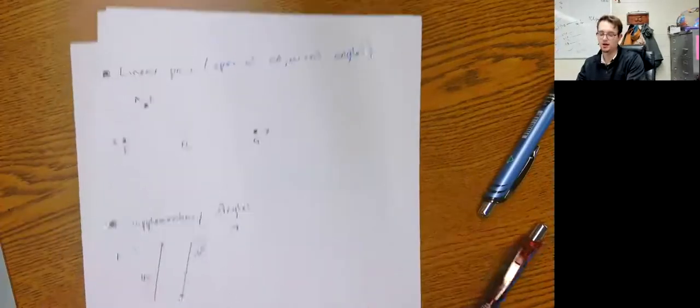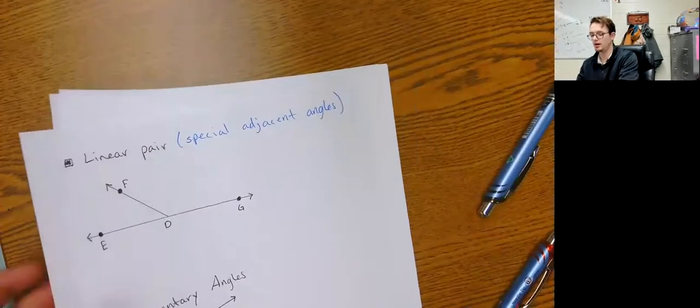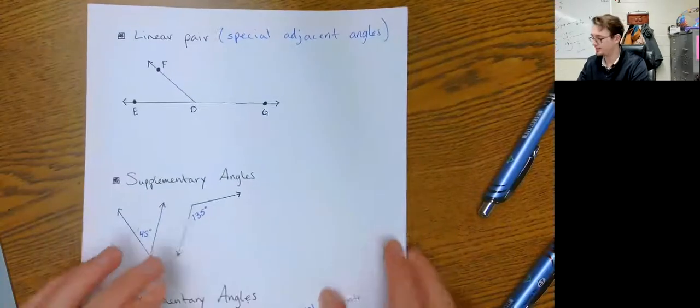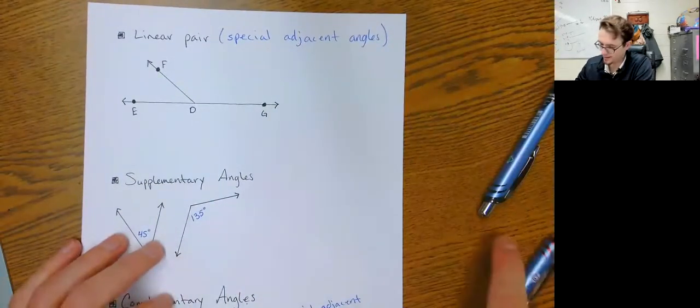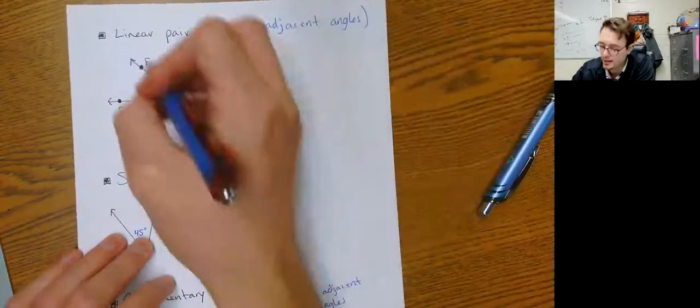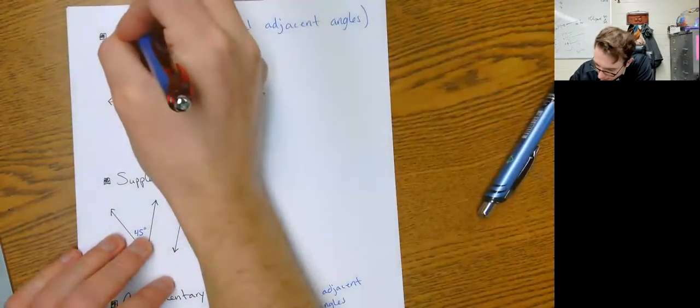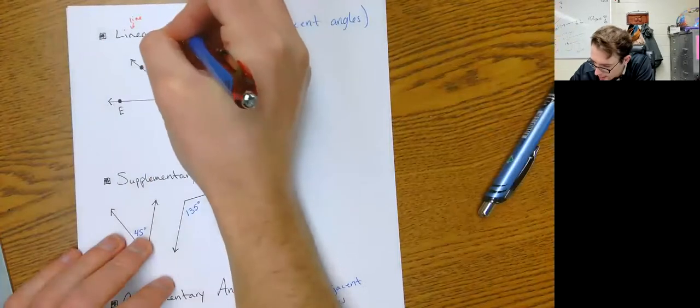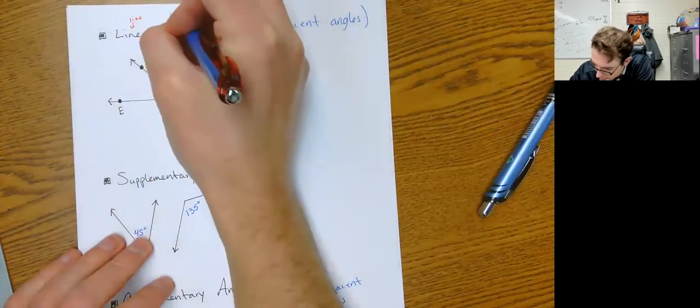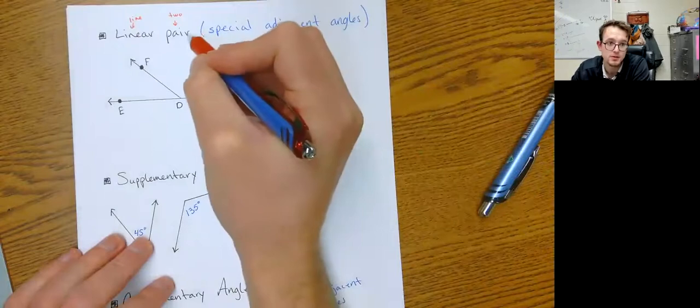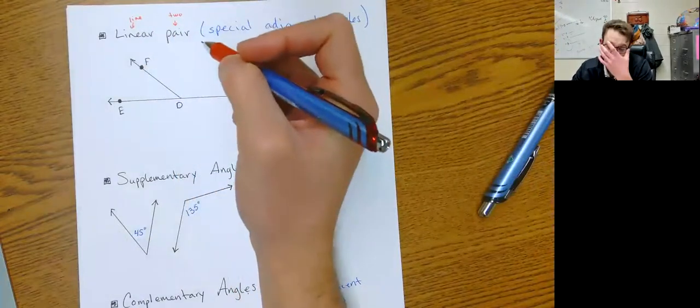We have some more special adjacent angles, and these come in the form of a linear pair. So a linear pair, let's get to the root of some words. Linear is going to mean line, and pair means two. So we have two angles that form a line. That's what a linear pair is, two angles that form a line.